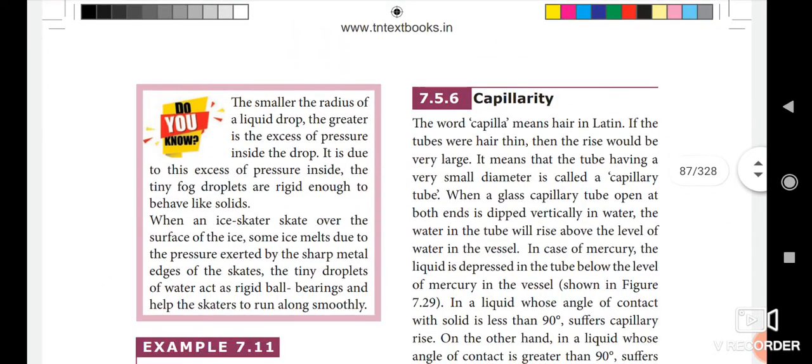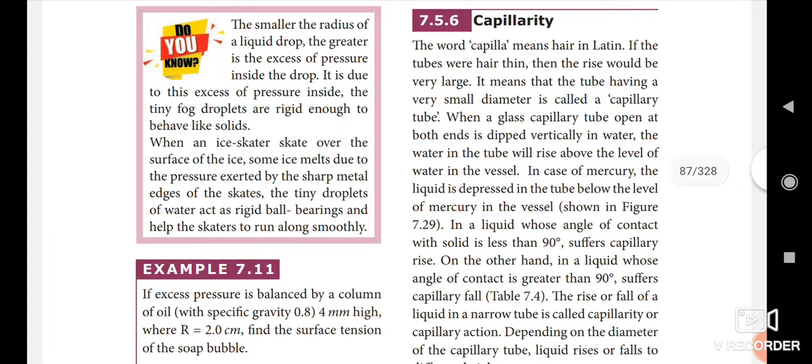Suppose here, capillarity refers to a tube of very small diameter, which is called a capillary. Consider two cases. In one case we take a beaker and pour some water. In another case we take a beaker and pour mercury. Now you place a capillary tube in each beaker. What happened? In the beaker containing water, the capillary tube shows a rise of the water level. But in the beaker containing mercury, the capillary tube has a lower level of mercury. So this is called capillary rise or capillary fall.